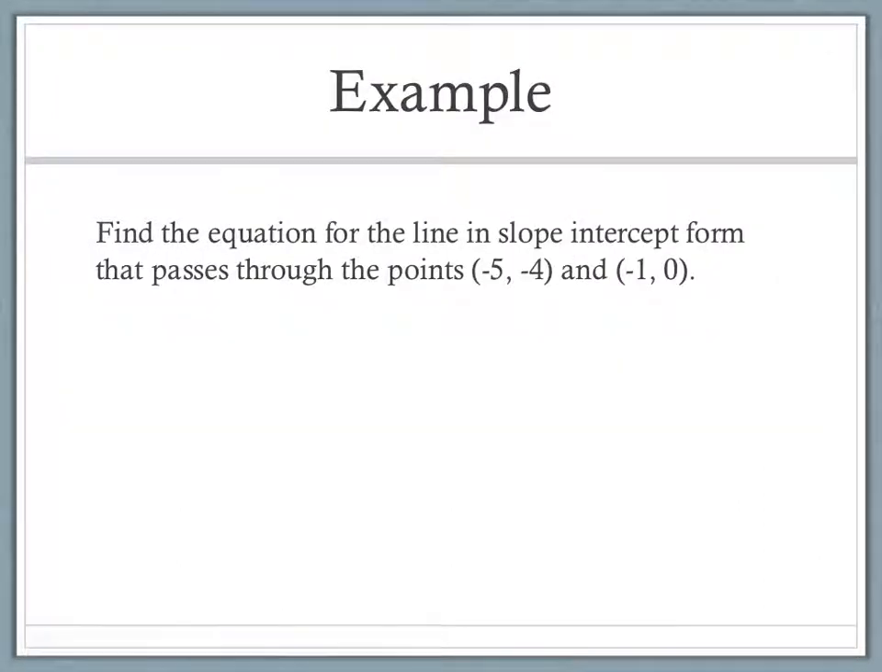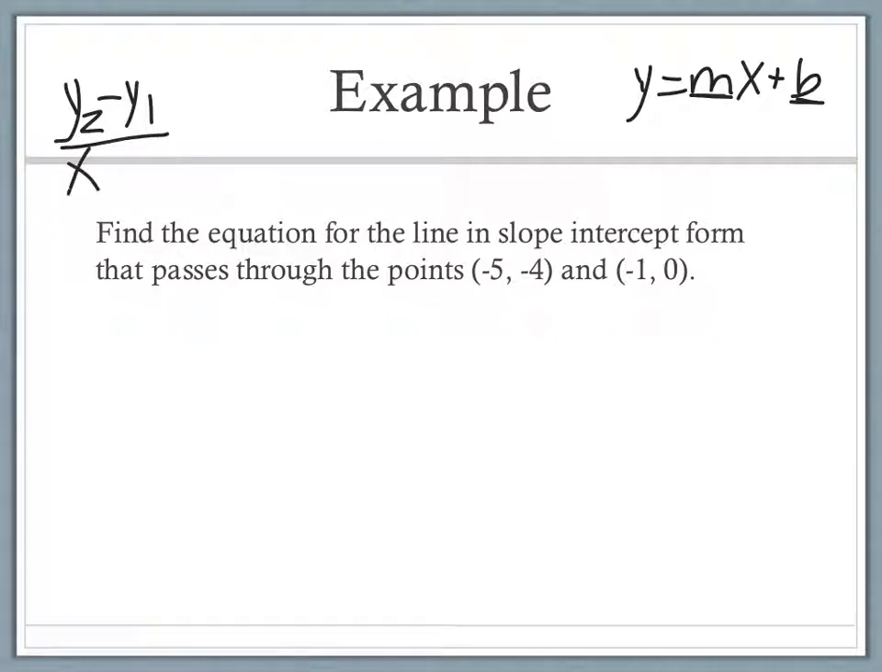Find the equation of the line in slope-intercept form that passes through the points (-5, -4) and (-1, 0). So it wants us to get it in y equals mx plus b. But the problem is we don't know our slope, our m, and we don't have a y-intercept. So I have to do some work to get it into that form. First, I need to find the slope, which is y2 minus y1 over x2 minus x1.